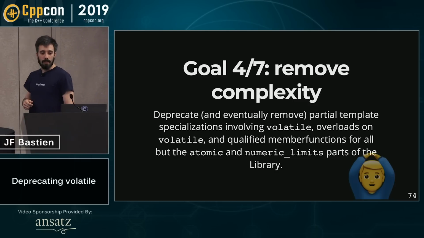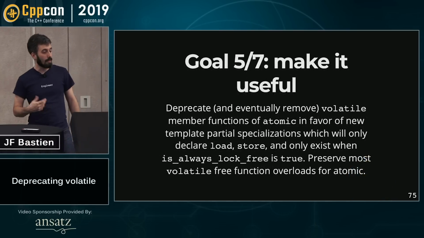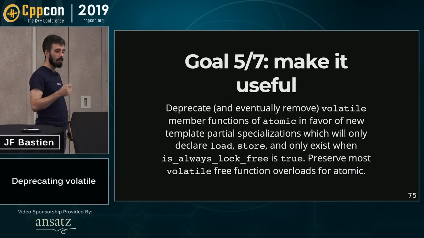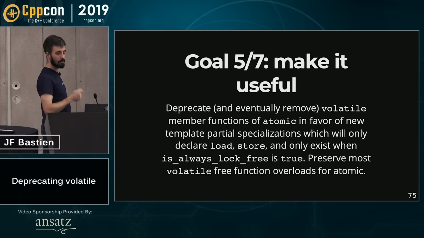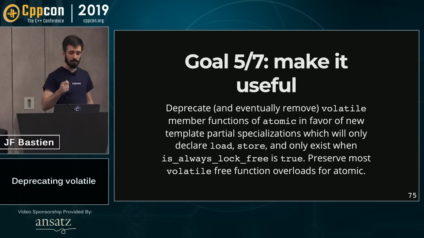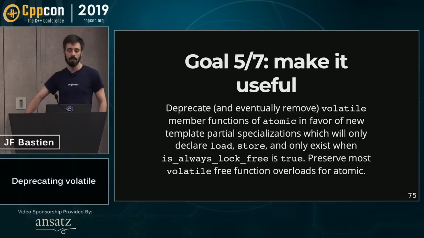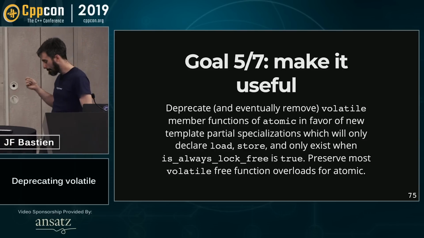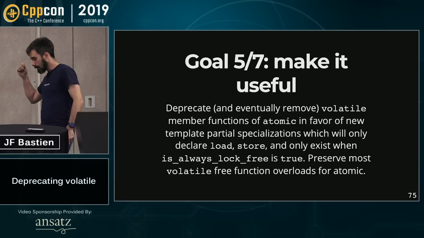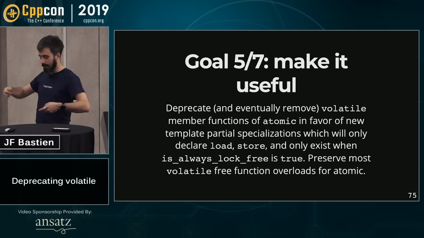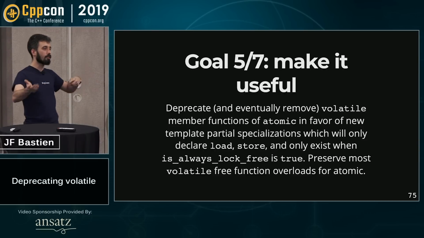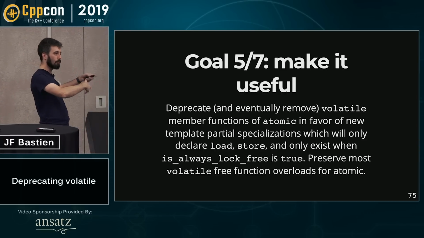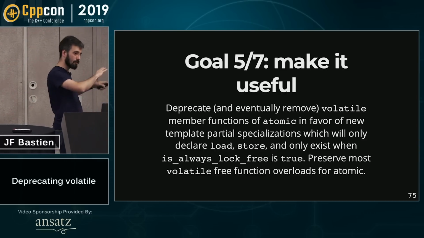Okay, goal number 5, make volatile useful. So deprecate and eventually remove volatile member functions of atomic in favor of new template partial specializations, which will only declare load and store and only exist when is_always_lock_free is true. Preserve most volatile-free member function overloads for atomic. What does that mean? Well, as I explained earlier, atomic really means there will be no tearing and there's synchronization involved, right? Volatile really means I'm doing something special, don't optimize too much, it's okay if you tear.